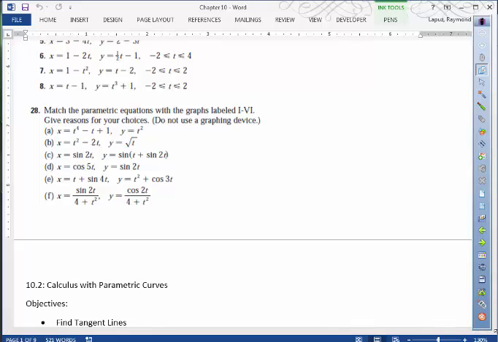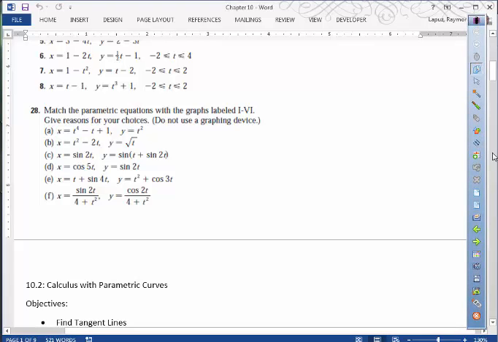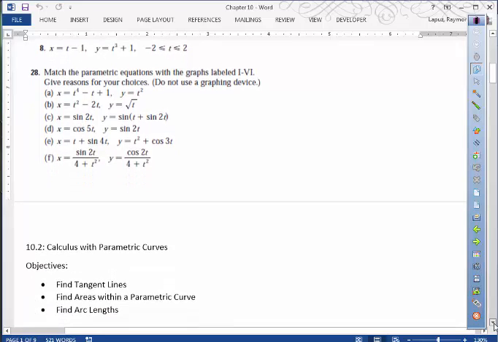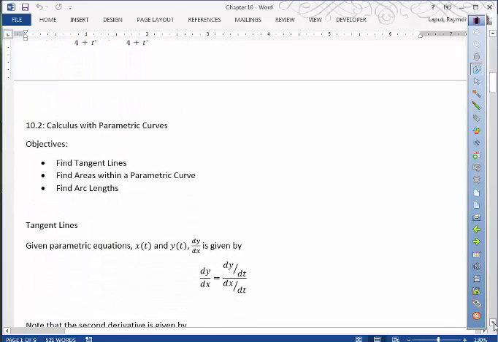Now, once we know a little bit about these parametric equations, since we are in a calculus class, we should do some calculus on these parametric equations. And we'll start by doing calculus that we know, finding regular derivatives. So in this section, we're going to try to find tangent lines, and then if we have time, we'll find areas within some curves and find arc lengths as well.